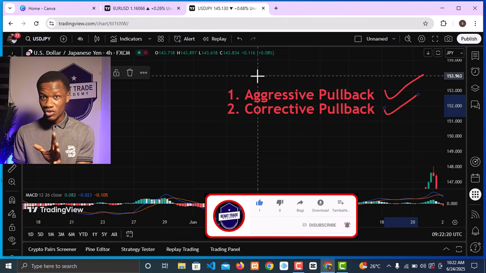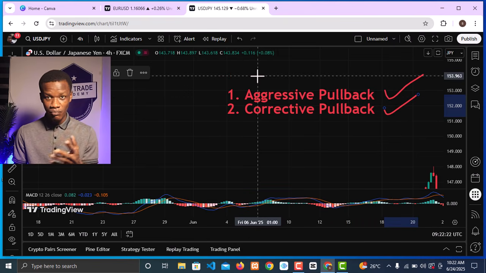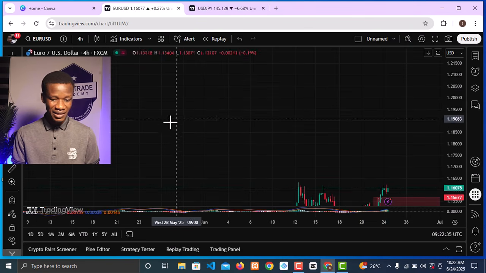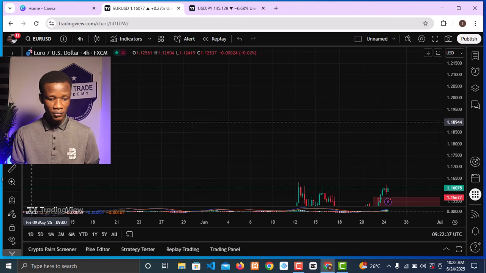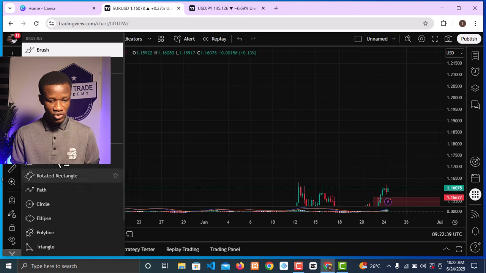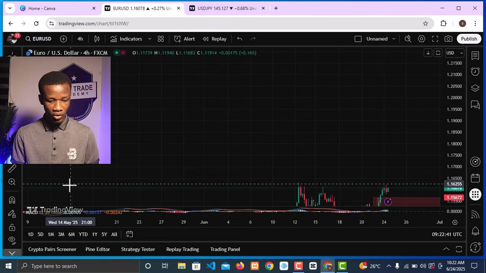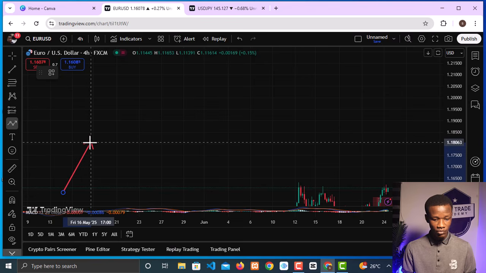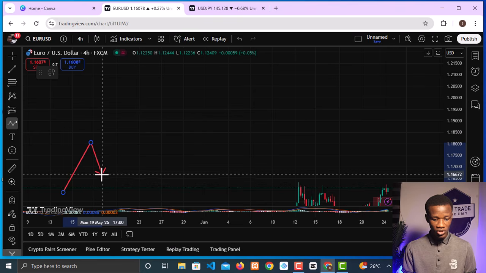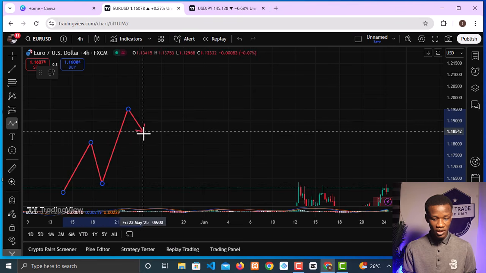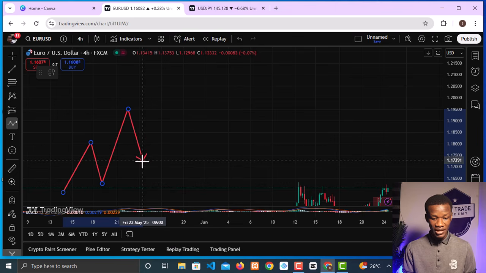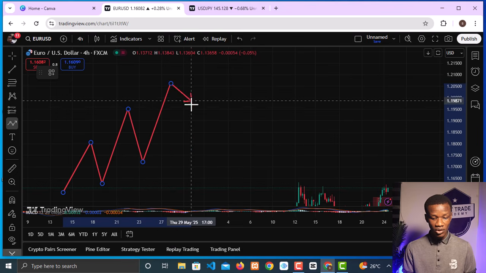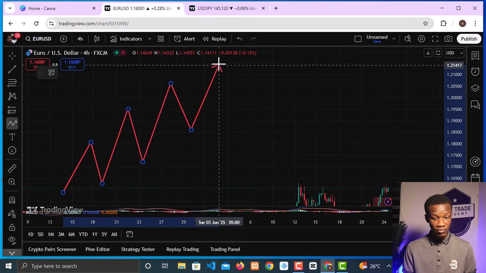I want to demonstrate practically what aggressive pullback is and what corrective pullback is. So practically, let's say for example, the market is moving all the way to the upside. Let's say from here, I pick these two points. We see the market move upward and we see correction all the way to the downside. We see the market move upward again, and correction all the way to the downside in this formation.